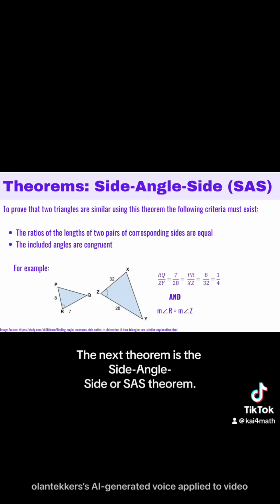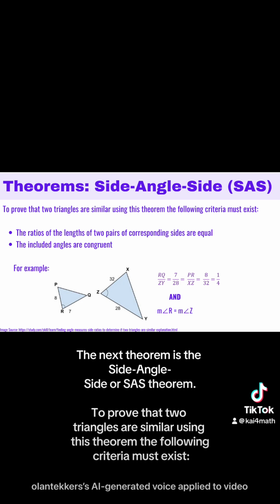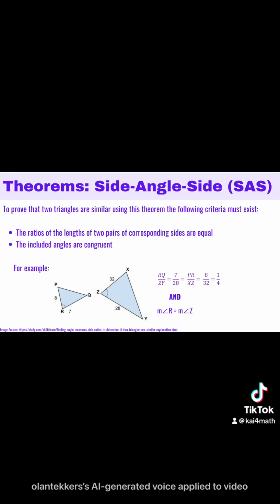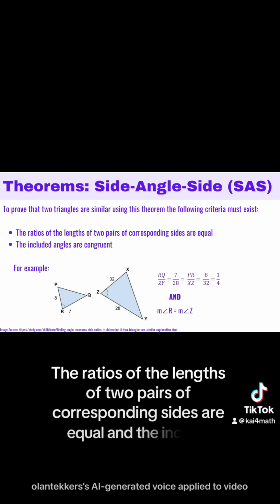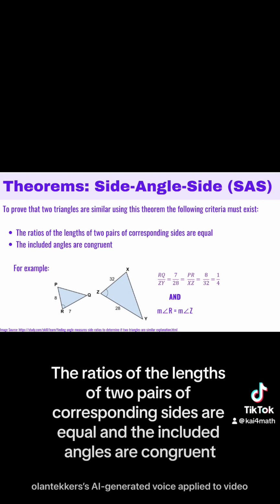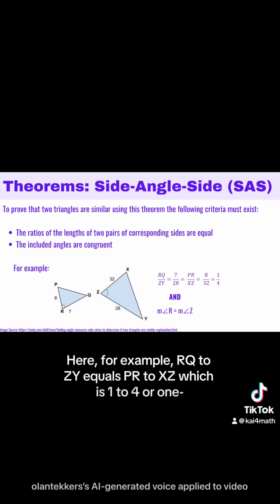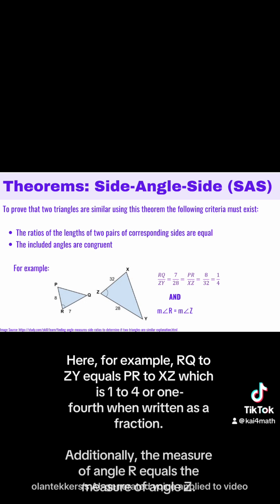The next theorem is the side-angle-side or SAS theorem. To prove that two triangles are similar using this theorem, the following criteria must exist. The ratios of the lengths of two pairs of corresponding sides are equal, and the included angles are congruent. Here, for example, QR to ZY equals PR to XZ, which is 1 to 4 or 1/4 when written as a fraction. Additionally, the measure of angle R equals the measure of angle Z.